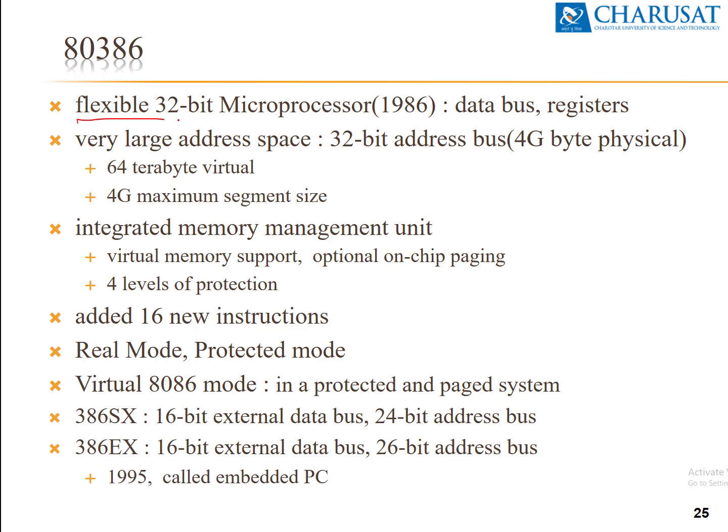The 80386 is a flexible 32-bit microprocessor. Very large address space: a 32-bit address means 4 GB of physical address space. It supports 64 terabytes of virtual address space. A 4 GB maximum segment size is supported. Integrated memory management supports virtual memory and optional on-chip paging. It supports 4 levels of protection, instead of 3 levels. It added 16 new instructions compared to the 80286.